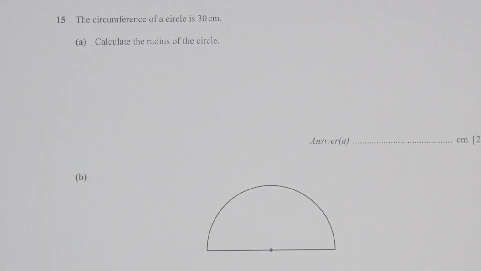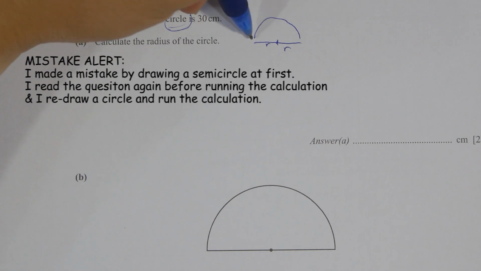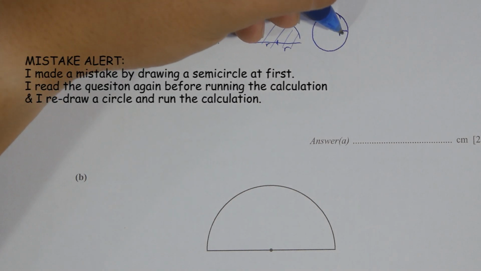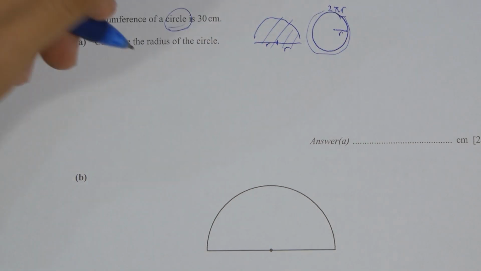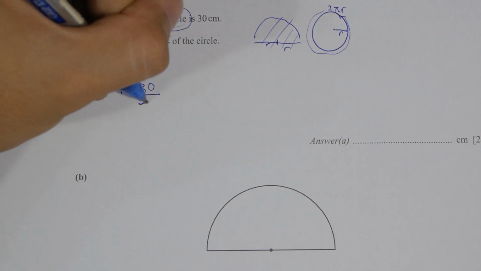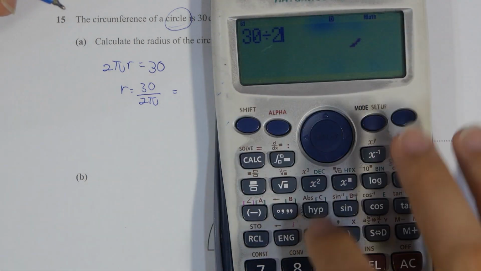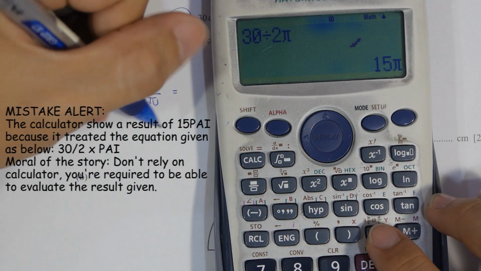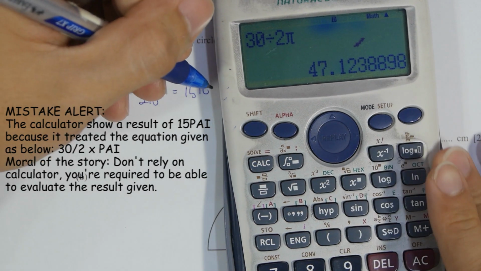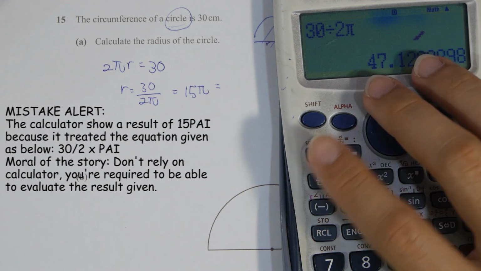Question 15. The circumference of a circle is 30 cm. Calculate the radius of the circle. So do not mix this up with the graph given below. Part A is a separate question. So the keyword here is the circle. Hence, 2 pi r equals 30 and r's value is equivalent to 4.77.